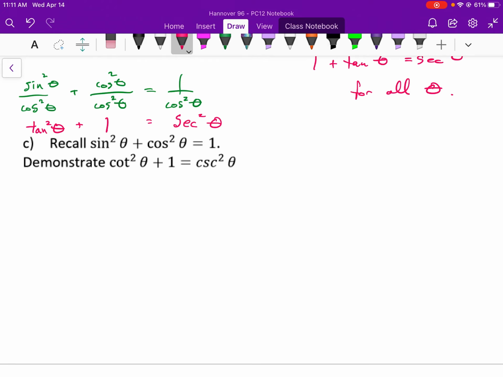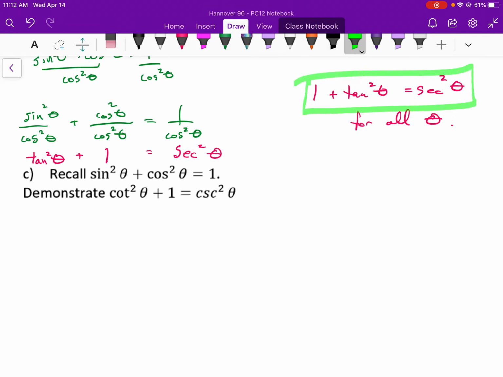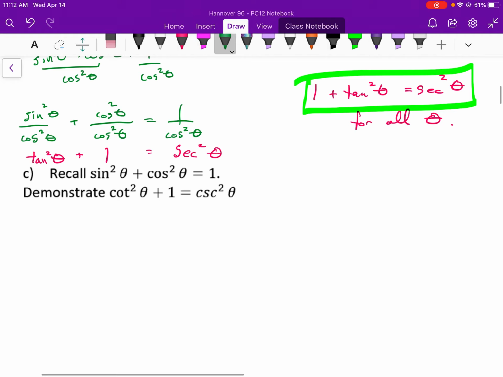All right. Let's see if we can create a new identity, because we just created this identity just by messing around with the trigonometric ratios. So recall that sine squared theta plus cosine squared theta is equal to 1. Demonstrate cotangent squared plus 1 is equal to cosecant squared. To me, this is what gives it away. What is cosecant?